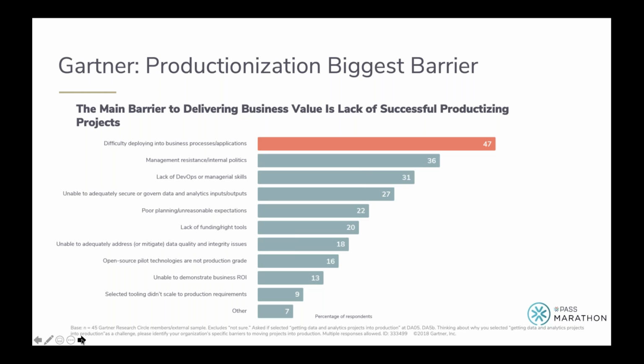And so one of the things that we saw that Gartner actually in their survey came up with is that the main barrier to actually getting business value out of the data science and machine learning efforts seems to be locked in to actually being able to deploy into the processes and actually real live applications that are necessary.